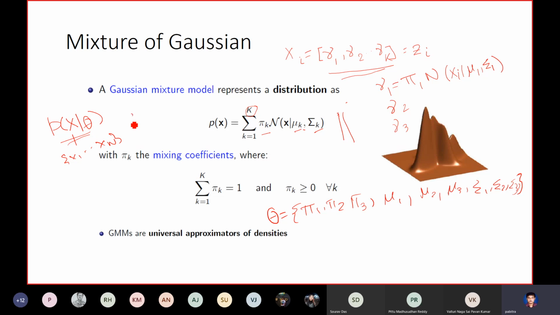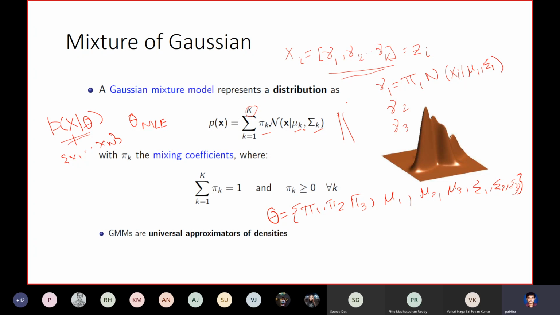Since this is the likelihood, this would obviously be called theta MLE. So in this case, theta MLE would be a set of values of pi k, mu k, sigma k. What values maximize P of X given theta? Not for a single xi, but for all the xi, for the entire capital X, which is a collection of x1 to xn.